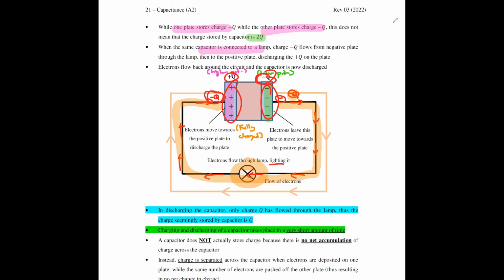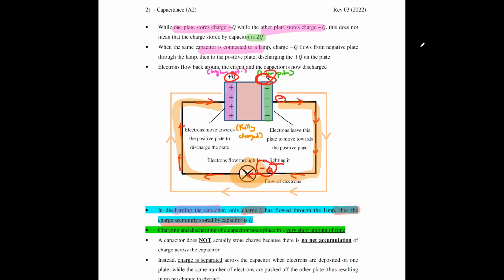Okay, so of interest to you is the amount of charge that is actually flowed through your lamp. Okay, so in discharging right now, what you would have probably guessed or can see here is that the only charge that is actually flowed through your lamp here is really just charge Q, a charge of magnitude Q. So the charge that is seemingly stored by your capacitor now is actually really just Q.